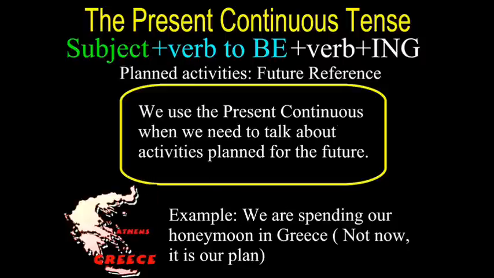We also use the present continuous tense to talk about planned activities for future reference. We use the present continuous when we need to talk about activities planned for the future. For example, we are spending our honeymoon in Greece. Not now, it is our plan.